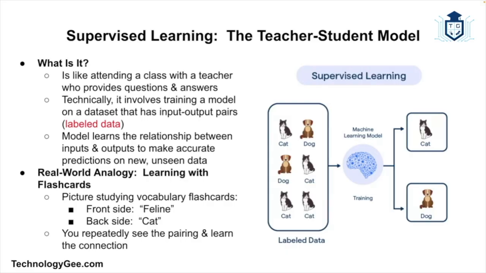And here's an analogy to help you comprehend this. So let's say you're studying for a vocabulary test. On one side of the flashcard, it says feline. On the other side, it says cat. Now, over time, you learn that feline means cat. That's basically supervised learning in action. You're given the input, which is feline, and the correct output, which is cat, and you learn from that pairing.